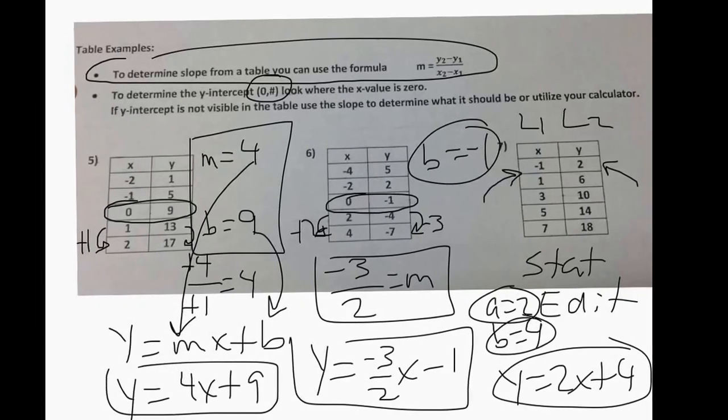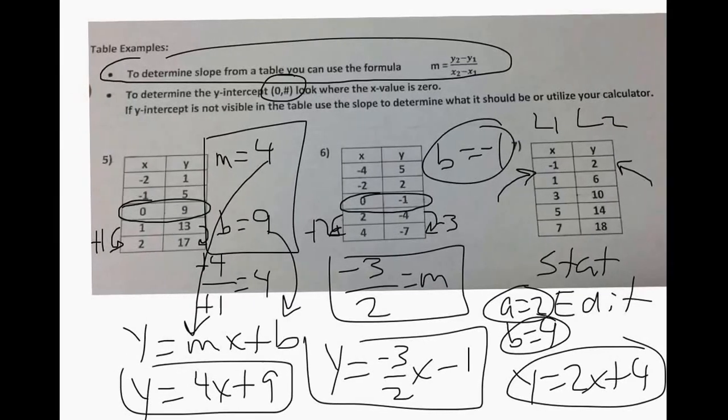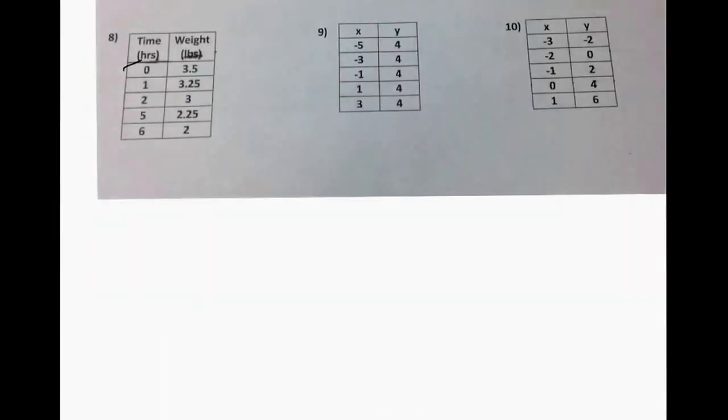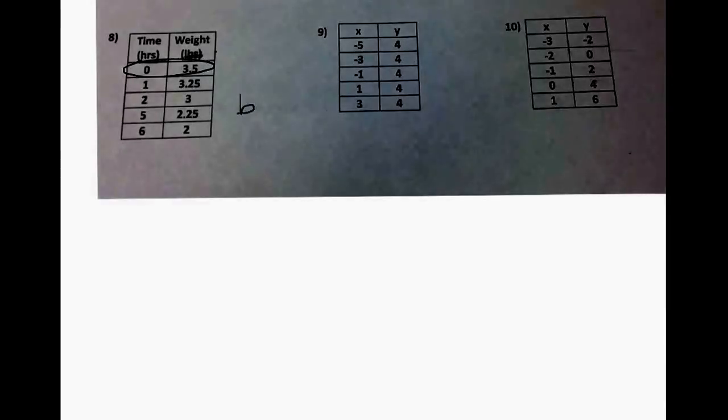You guys have a lot of practice on stat edit, so that part will be pretty easy for us. Okay. Again, here I see my y-intercept. So my B is 3.5.